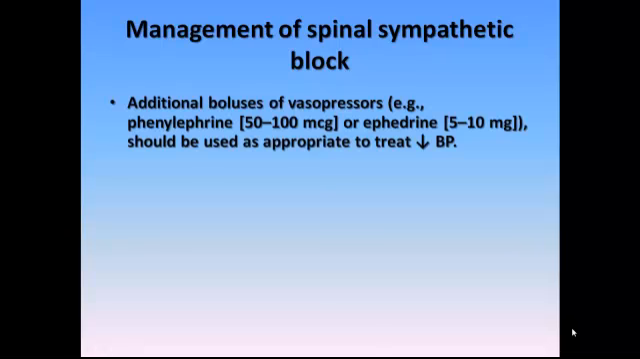Now, what if spinal anesthesia led to sympathetic block and severe hypotension or bradycardia? What do we do in that condition? A bolus dose of vasopressor, especially phenylephrine, 50 to 100 micrograms, or epinephrine 5 to 10 micrograms, should be given.